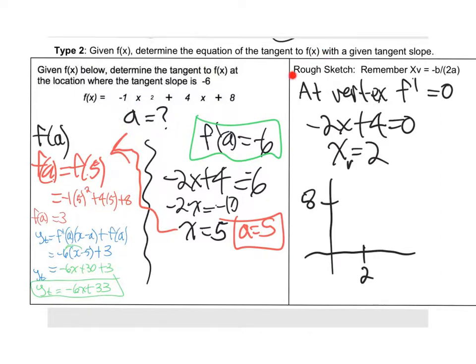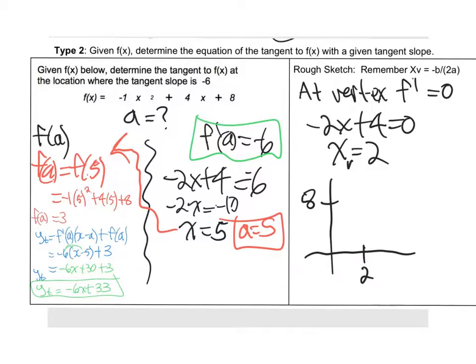So I want to start out with a bit of a rough sketch. Now remember, the x value of the vertex is negative b over 2a, but since we know calculus, we might as well use it. So with the tangent slope function, there's my original function right there. If I get the tangent slope function and then set that equal to 0, that means the tangent slope is 0. Well, where's the only location where the tangent slope is 0?